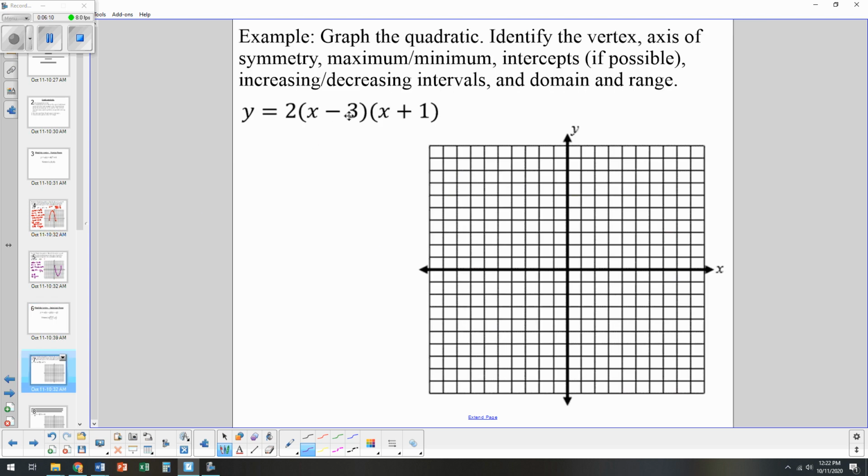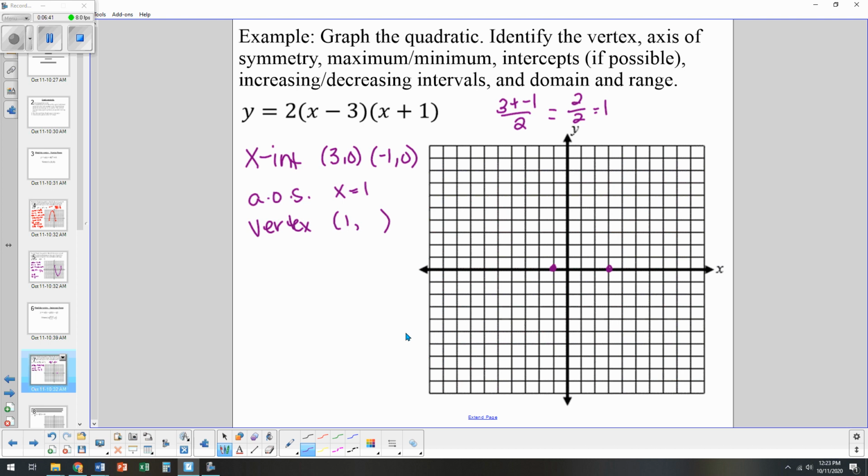All right, so for this one, my x-intercepts, I'll start with that, would be (3, 0) and (-1, 0). So those are here and here. I need to find exactly the middle of 3 and -1. If I add them together and divide by 2, I get 1. That means my axis of symmetry is x equals 1, and in my vertex, the x value is 1.